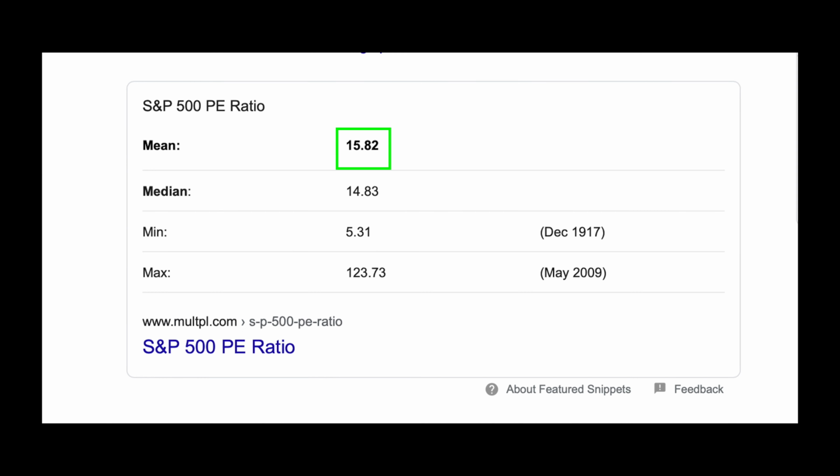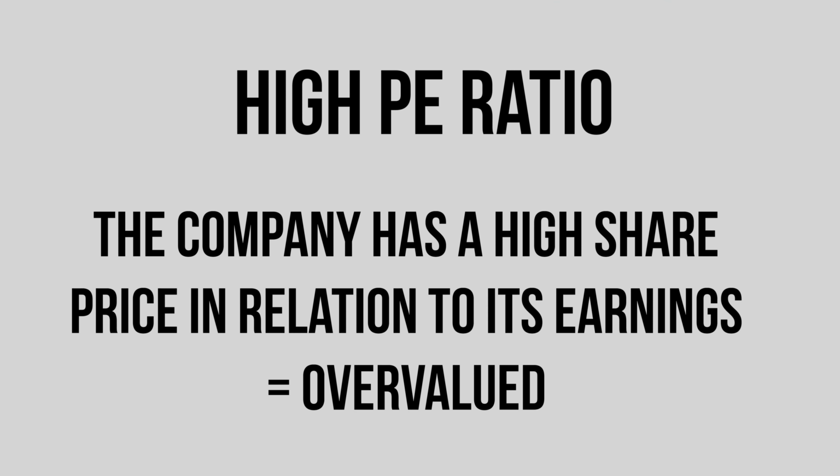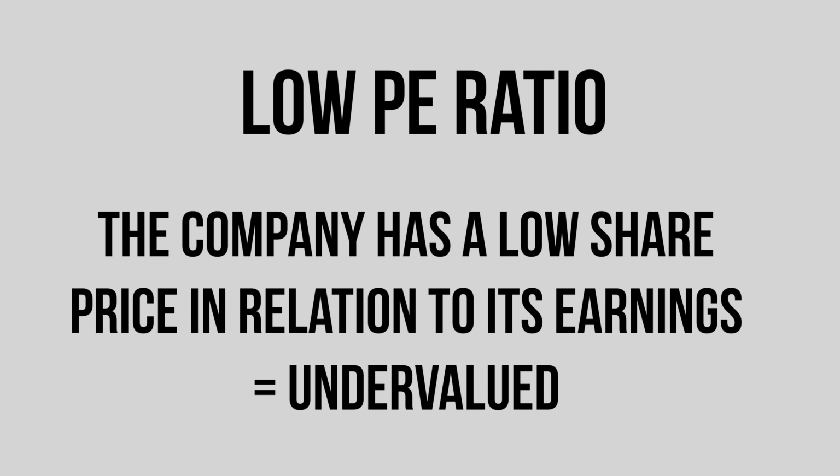If we take a look at the average historical PE ratio, looking at something like the S&P 500, it sits roughly between 13 and 15. Breaking it down, a company with a high PE ratio has a high share price in relation to its earnings and therefore is theoretically overvalued. And vice versa, if a company has a low PE ratio, its share price is low in relation to its earnings and is therefore undervalued.